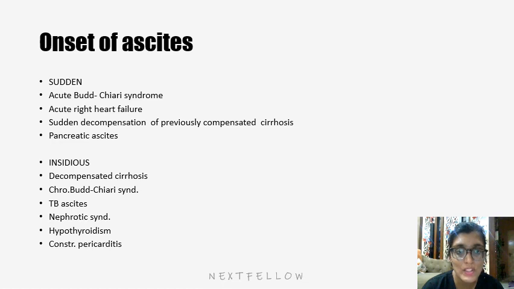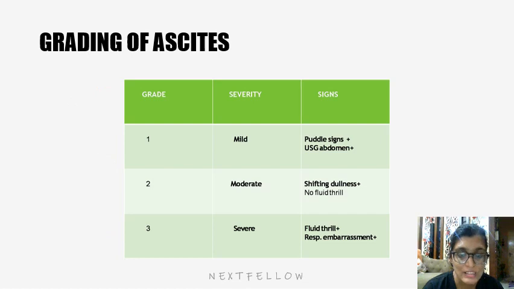So, brushing through certain important MCQs. If the onset of ascites is sudden, think of acute Budd-Chiari syndrome, acute right heart failure, sudden decompensation of previously decompensated cirrhosis, or pancreatic ascites. If the onset of ascites is insidious, then it is decompensated cirrhosis, chronic Budd-Chiari syndrome, TB ascites, nephrotic syndrome, hypothyroidism, or chronic pericarditis.